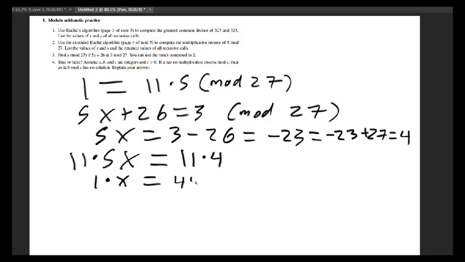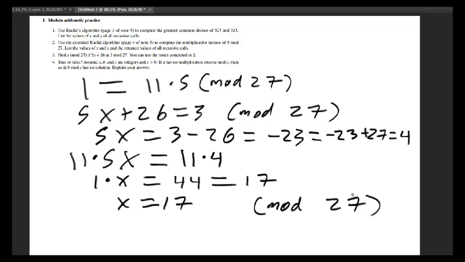That's 44, but we can simplify that. Mod 27, 44 is equal to 17. 44 is 27 plus 17. So we see that x equals 17. All the equations I've written here are, of course, mod 27. This whole thing, the whole time I'm working in mod 27 land. Even if I don't write it explicitly, I meant it implicitly. So that's the answer to part 3. X is 17.